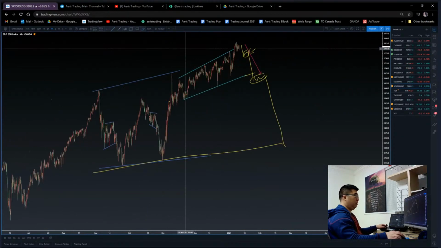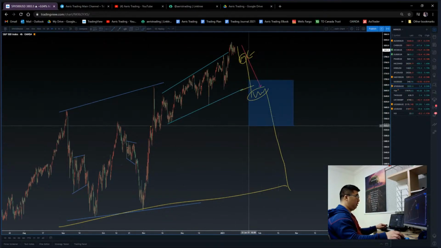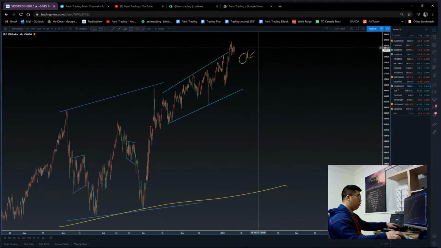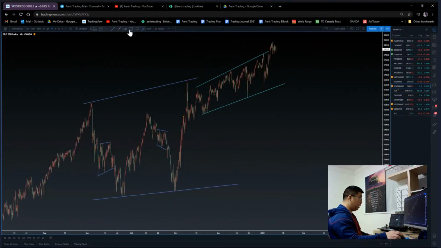Okay, so the key is to identify them before it happens, and have a clue, a plan on how to capitalize on it, instead of trading based on emotion, which is what most new traders do. They're entering positions on emotions.